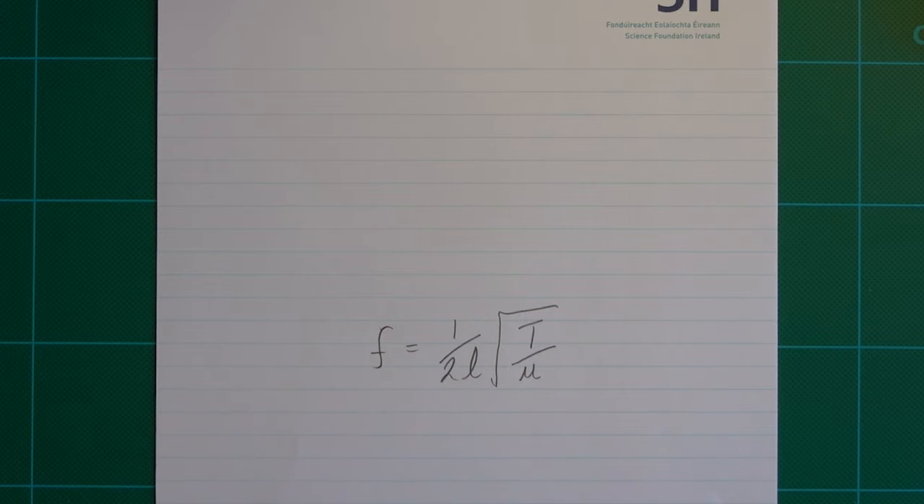Mu here is the mass per unit length. In other words, how many kilograms of mass are in 1 meter of that string. As you know, if you've played a guitar or something, some of the strings are thicker than others because they're a heavier mass, and that does affect the frequency.